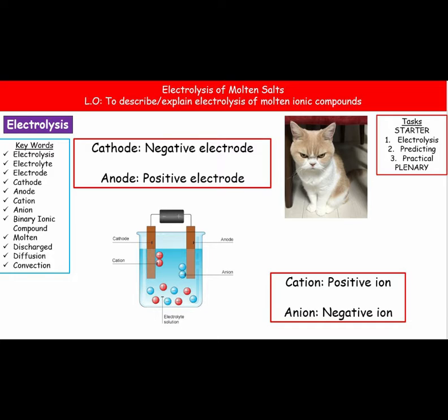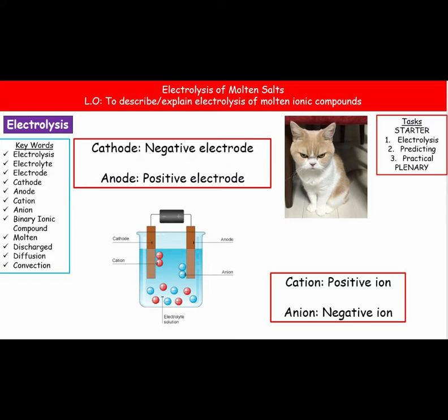Now, what we find is the negative electrode is called the cathode. And I've given you the picture of the grumpy looking cat in the corner there to hopefully help you to remember that the cathode is the negative electrode. So negative cathode. The other one, the positive electrode, is the anode. So make sure you know the names of anode and cathode and what charges they've got on them.